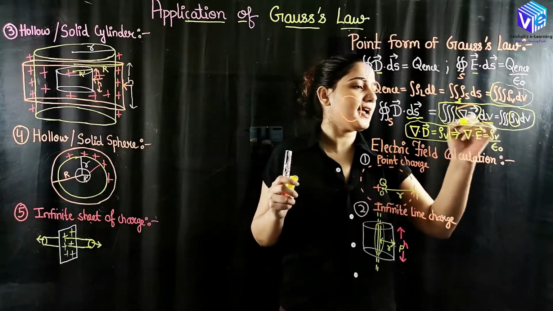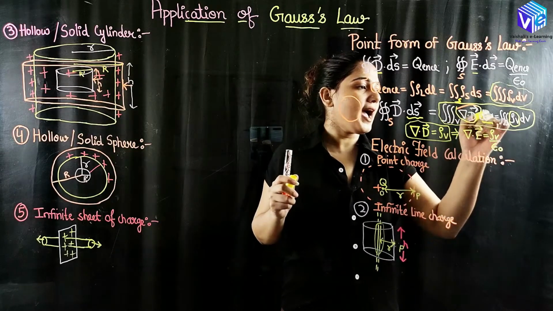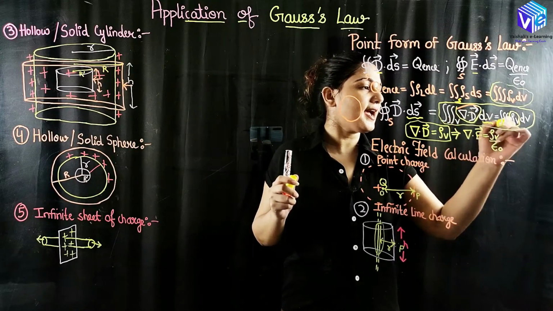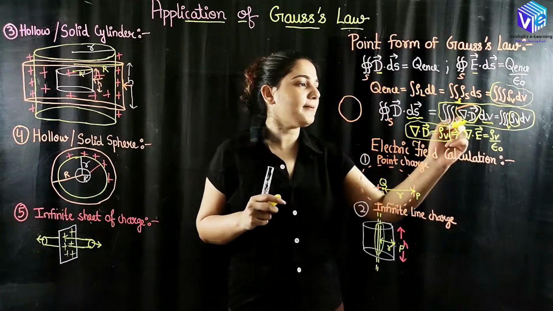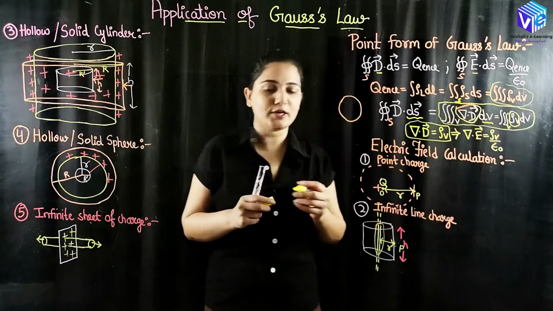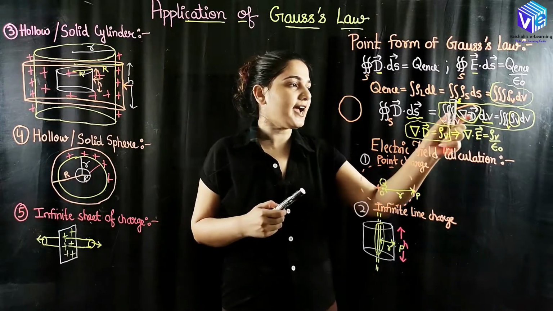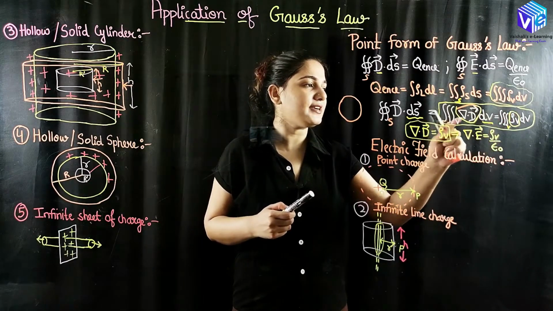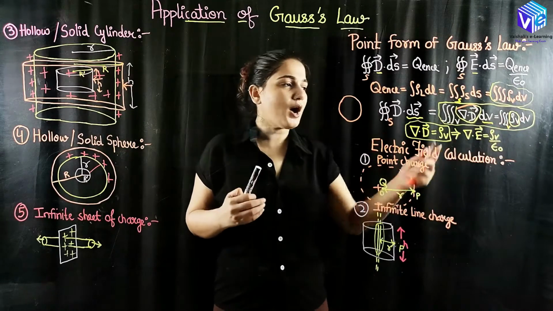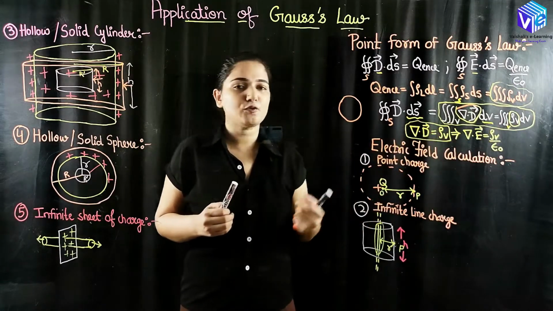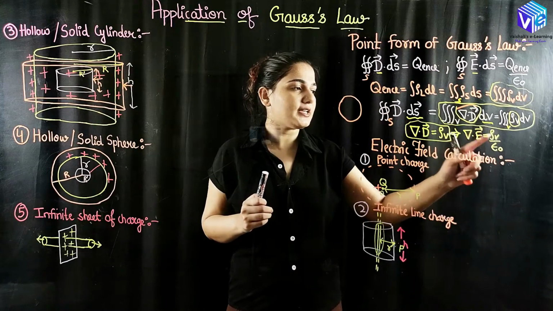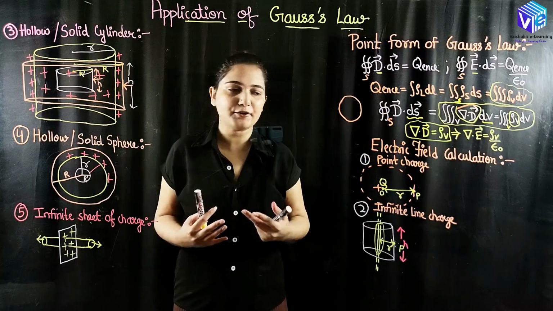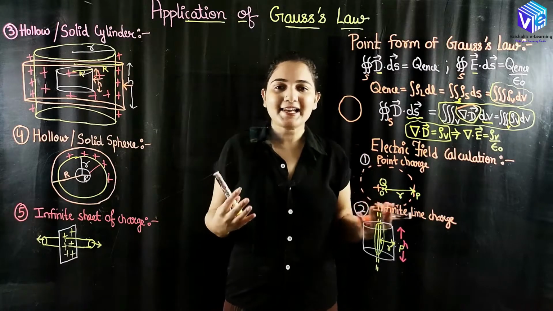Here you can see I have the integration over volume of del dot D dV, and here the integration over volume of rho V dV. I can equate both of them, and since both sides have the integration and dV, I can say del dot D is equal to rho V. In terms of electric field intensity, I can say del dot E is equal to rho V upon epsilon naught.